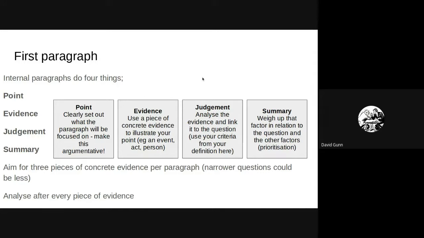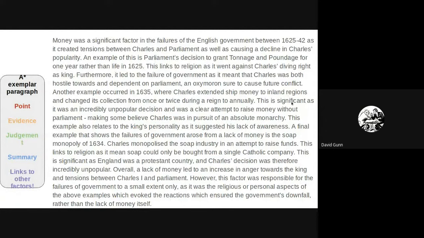Okay, so here is an exemplar paragraph. And again, I'm going to color code this. So I am going to read through all of it because I think it's really important for you to see what this looks like. So this is the same question about the failures of English government 1625 to 42. So this is the first paragraph about money. Money was a significant factor in the failures of the English government between 1625 to 42, as it created tensions between Charles and Parliament, as well as causing a decline in Charles's popularity.